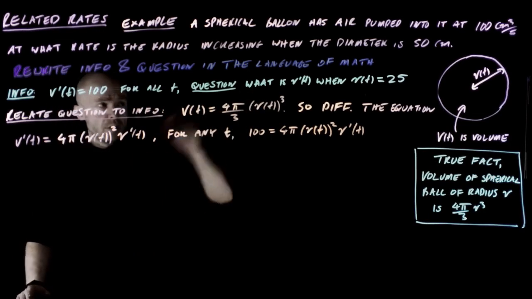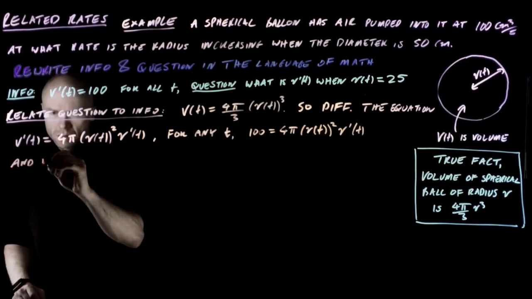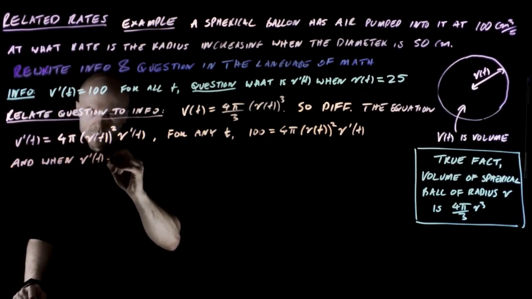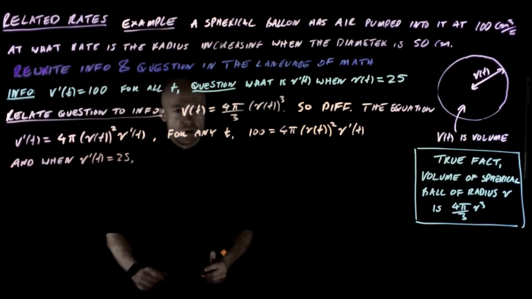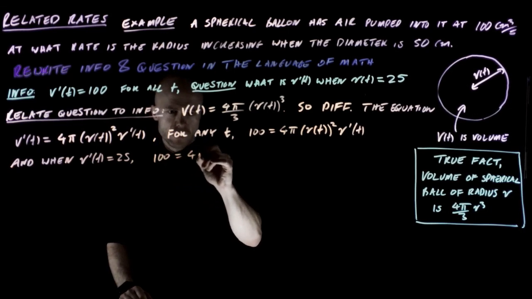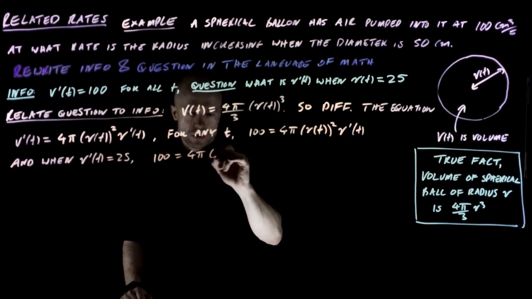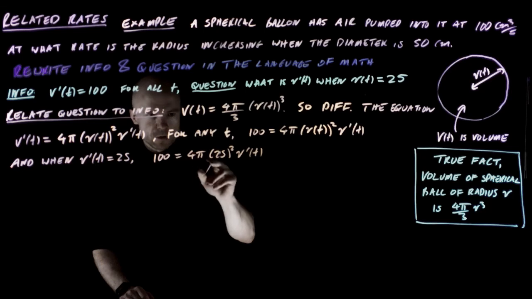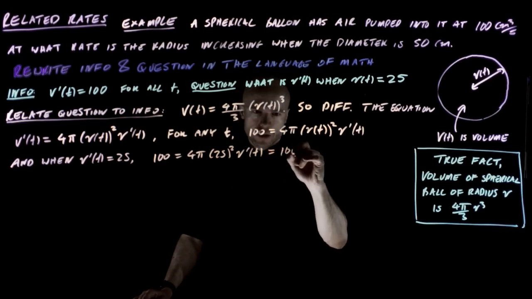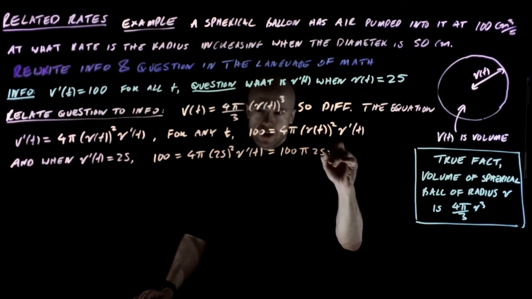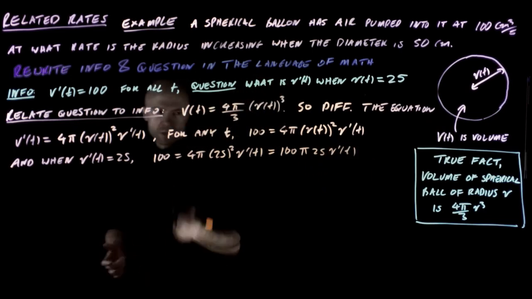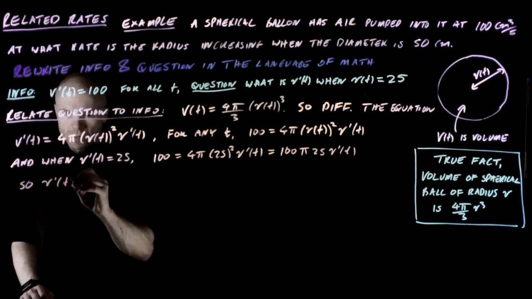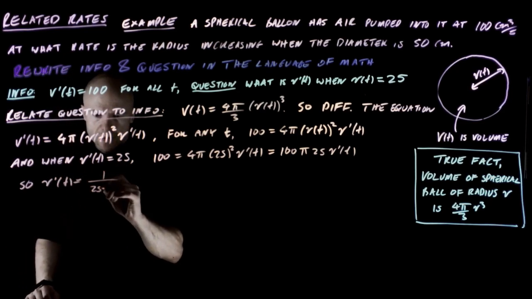And at the moment in time we're actually interested in, when r of t is 25, we just put it directly in, right? We have 100 was 4 pi, and then we're going to have 25 squared times r prime of t. Let's simplify that. 4 times 25 is 100, so we can write that as 100 pi times 25 r prime of t. Divide both sides by 100 pi 25. So r prime of t is equal to 1 over 25 pi.